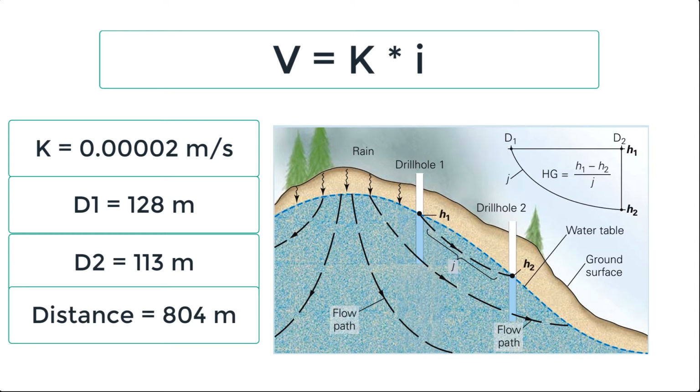With this information, everything is in the same units, meaning everything is in meters. We don't have to convert anything to get everything into the same unit. So basically, we can just plug and chug this information into Darcy's law to get our groundwater rate.